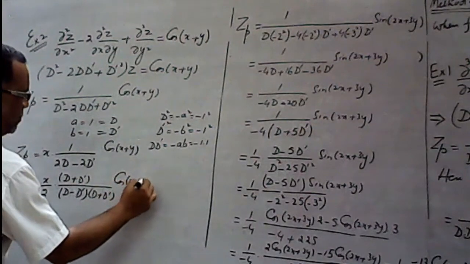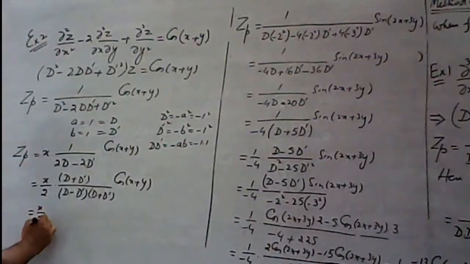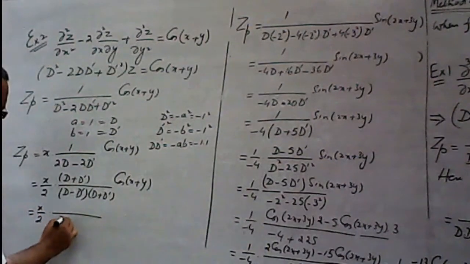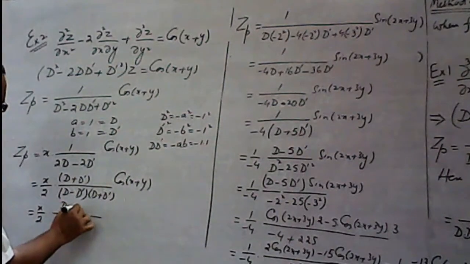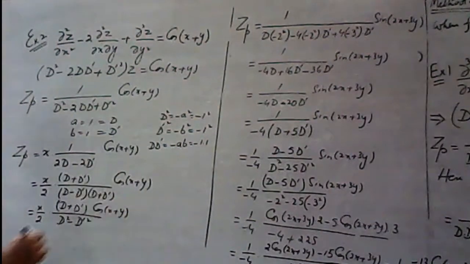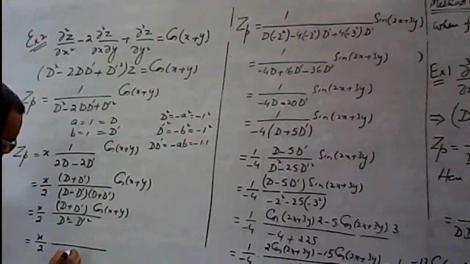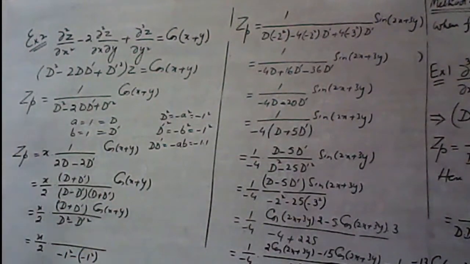cos x plus 1. So what happened? This becomes x upon 2. Denominator becomes D square minus D dash square. Numerator becomes D plus D dash of cos x plus 1. So let me write one more step here. X upon 2, D square is minus a square minus b square.